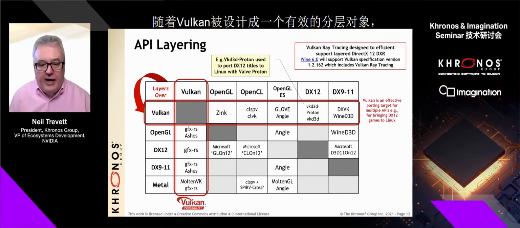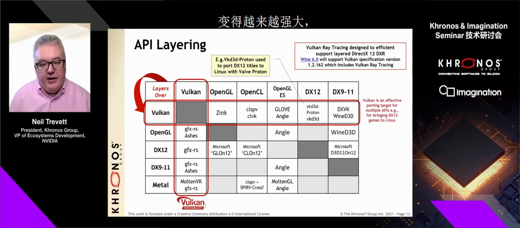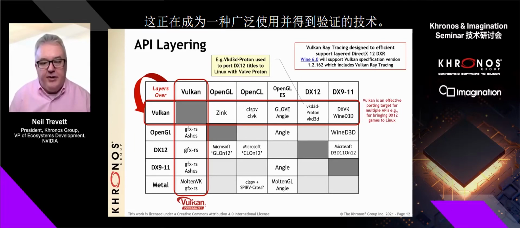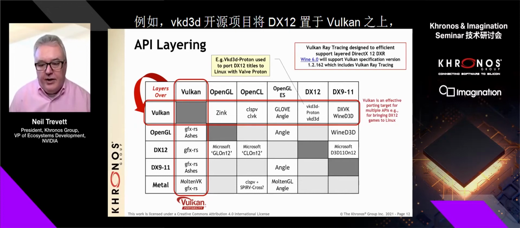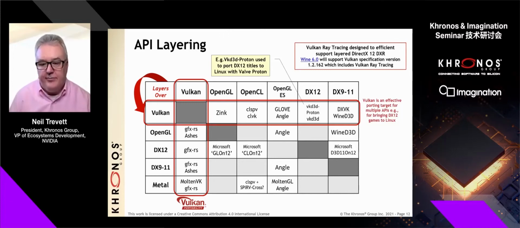This is becoming a widely used and proven technique as Vulkan is designed to be an effective layering target, and the open source compiler ecosystem leveraging SPIR-V becomes increasingly robust. For example, the VKD3D open source project layers DX12 over Vulkan and is used by Valve and other developers to enable DX12 games on Linux.